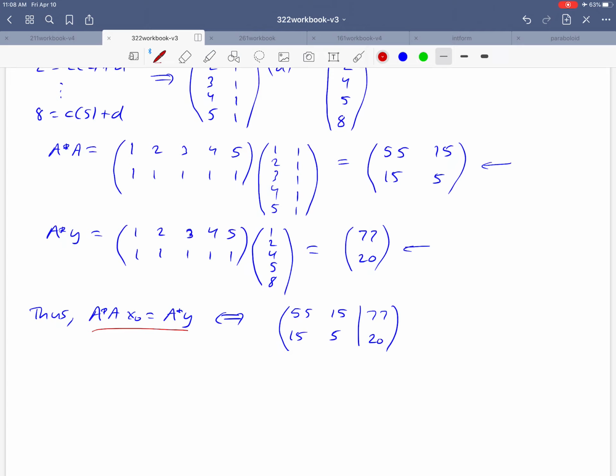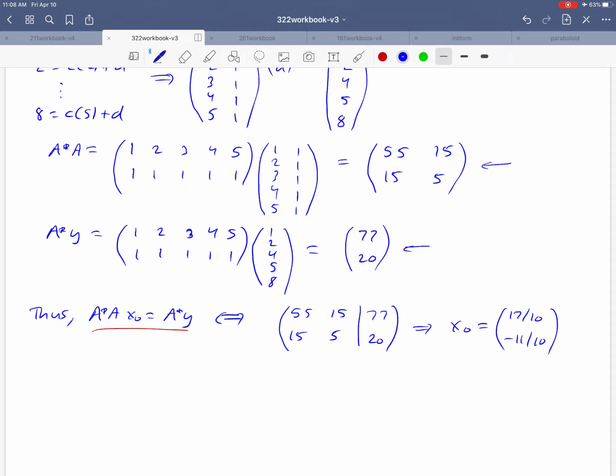That's an ordinary system, 2 equations and 2 unknowns. That's something that I trust that you could solve or have your calculator solve for you. And you're going to get x naught equals 17/10 and -11/10.